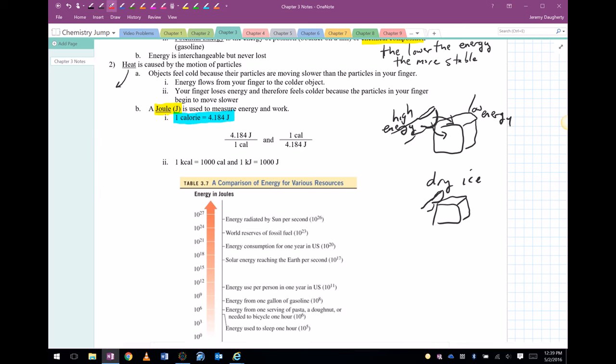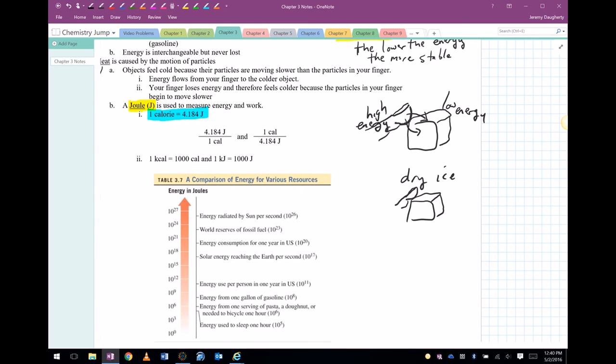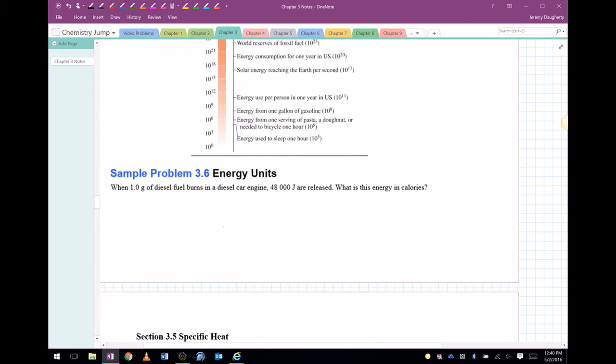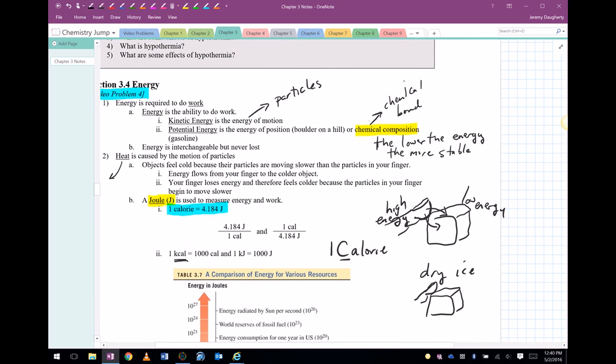Now, just to let you know, the calorie that you think of for nutrition labels, that's a capital C calorie. Well, a capital C calorie is basically a kilocalorie. Okay? Just remember, joules or calories. This entire year we'll use joules. We don't really use calories.